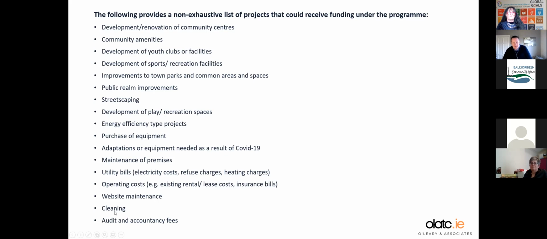Website maintenance, any cleaning, audit and accountancy fees. So in fairness, it's very, very open, which is very unusual for any grant. It pretty much lets you apply for anything really, which is great. So again, once we get word of when that's open, I'd be encouraging you all to be jumping on it once it's been announced by the council.